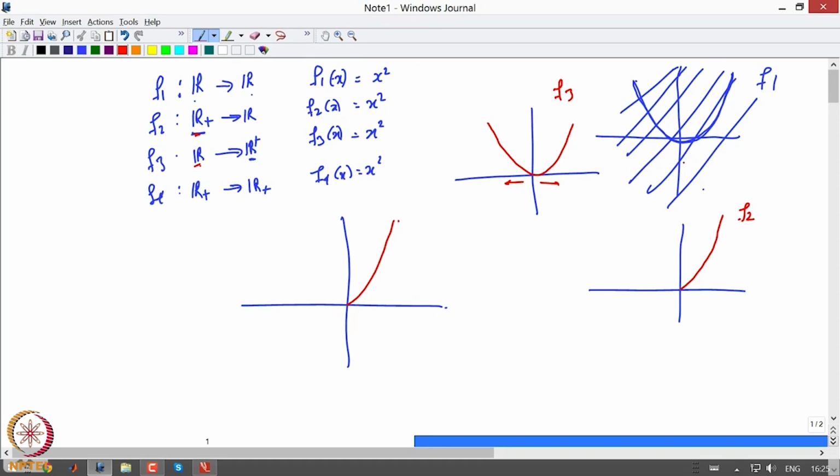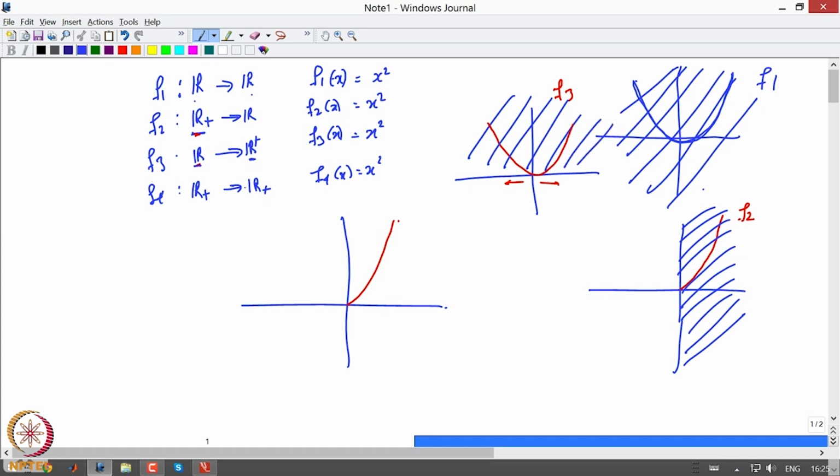In the second case, my domain and range would just be this one. I am just restricting to R plus. So this is my domain here, which is all the shaded region. In the third case, again, this is the entire real line, so this would be my domain. And in the fourth case, I am just restricting to positive numbers here.